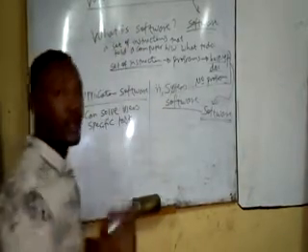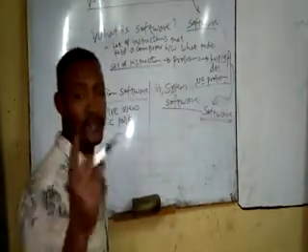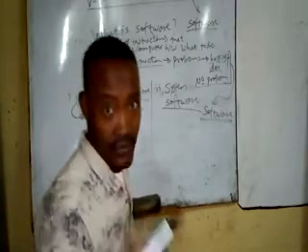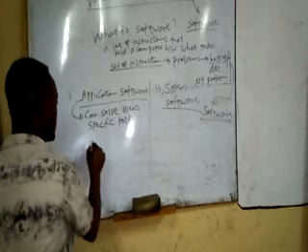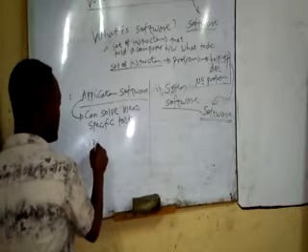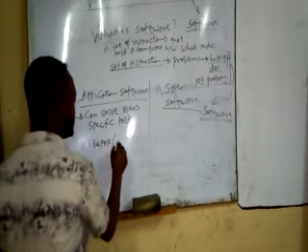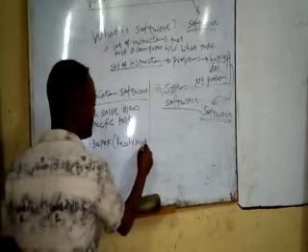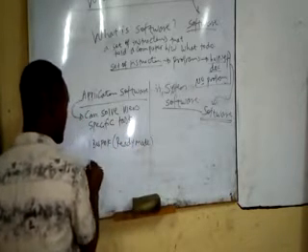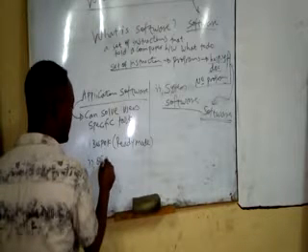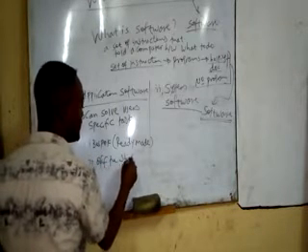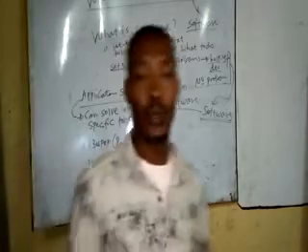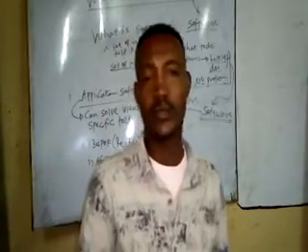So what are the two categories of application software? The first one is bespoke software and the second one is off-the-shelf software. Off-the-shelf and bespoke. What is the ready-made software?